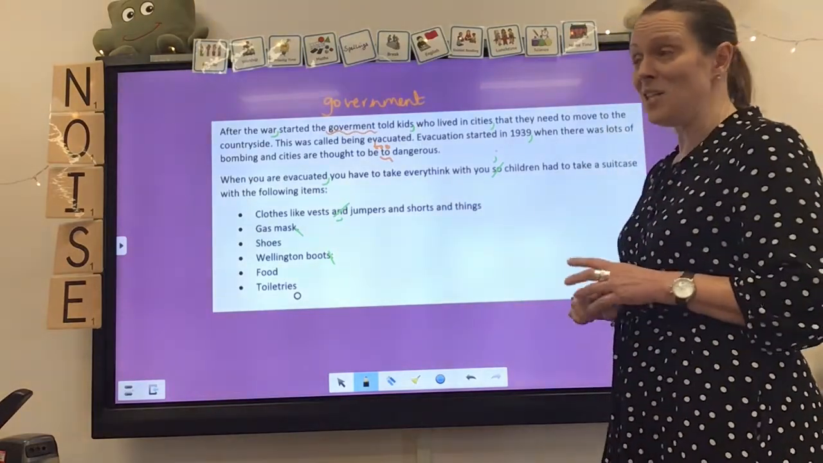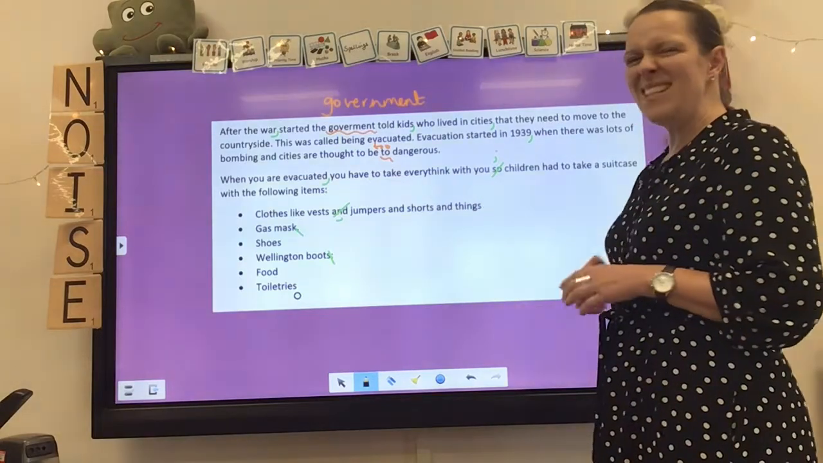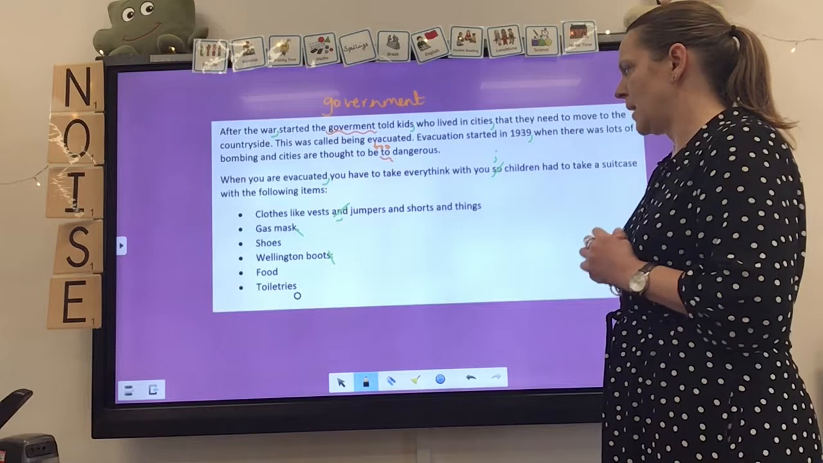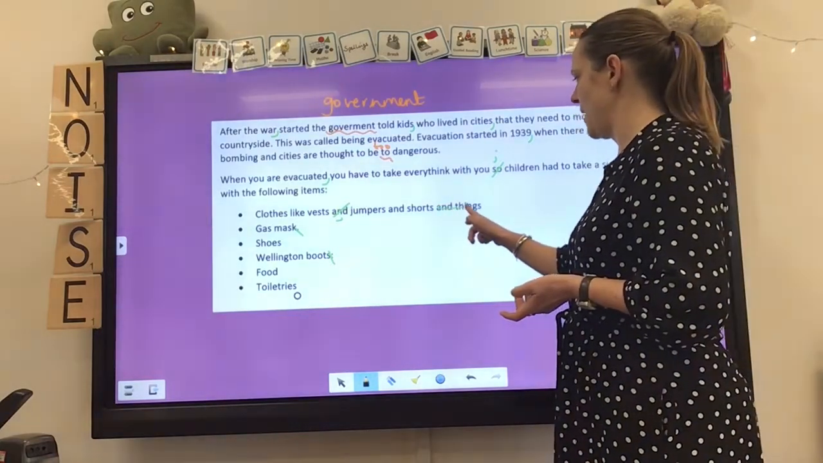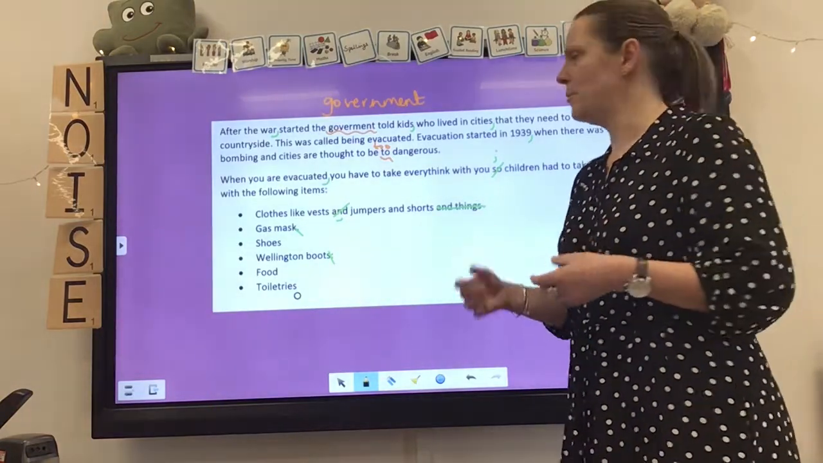Now, the next thing I'm going to look at is formality, because this here doesn't sound very formal, does it? Clothes like vests, jumpers and shorts and things is not very. So I'm going to take off the "and things", and rather than say "like", I could say "for example", which would sound more formal, wouldn't it?